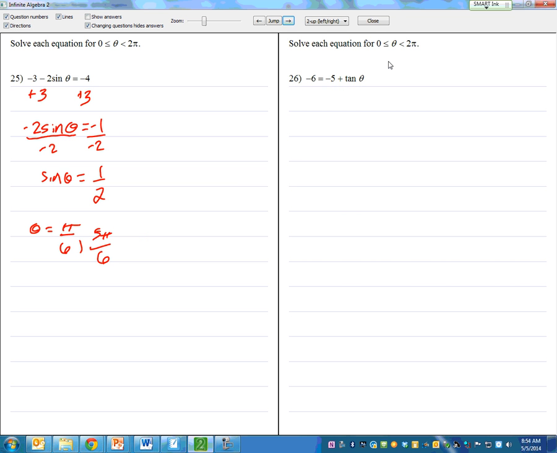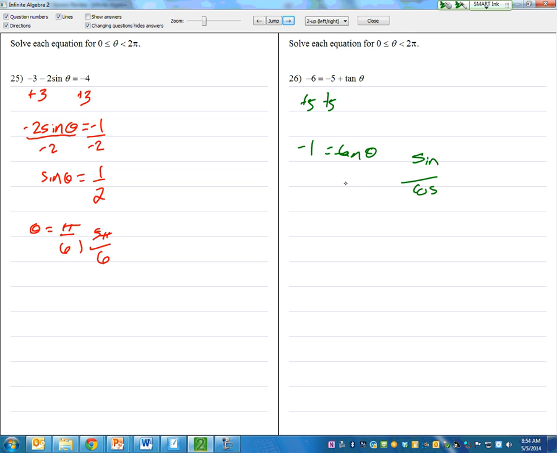Okay, so if we're looking at 26, we have tangent this time. First thing we've got to do is get rid of that minus 5. So we're going to add 5 to both sides. And that's going to give us negative 1 is equal to tangent theta. Okay, so negative 1 is going to equal tangent theta. Well, tangent, you've got to remember, is sine over cosine.